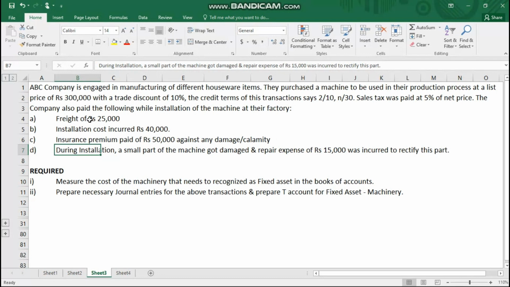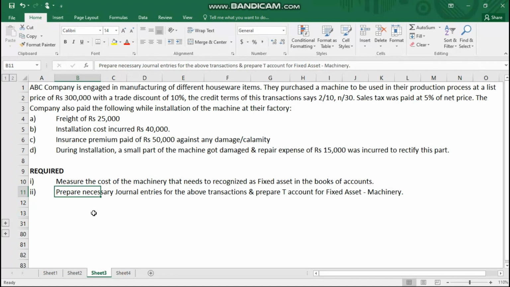Okay, so this is the information we are given, in which a company is purchasing a machine and installing it in its factory, and while installing it they incurred some costs. Now the requirements that we have are: number one, measure the cost of machinery that needs to be recognized as a fixed asset in the books of accounts, and number two, prepare the necessary journal entries for the above transactions and prepare a T account for the fixed asset machinery. Okay, so these are the requirements.